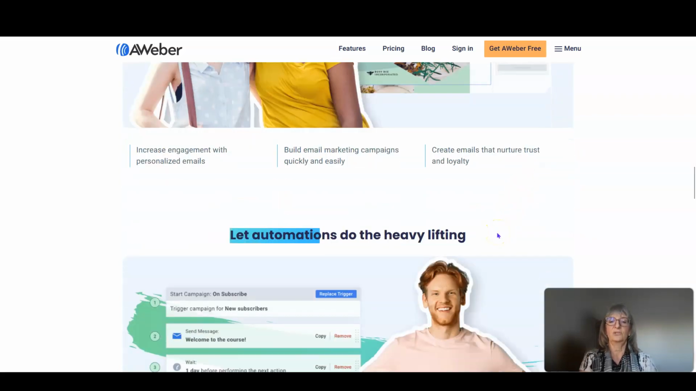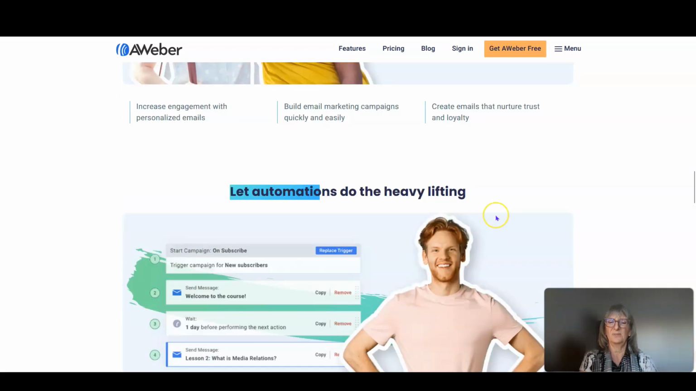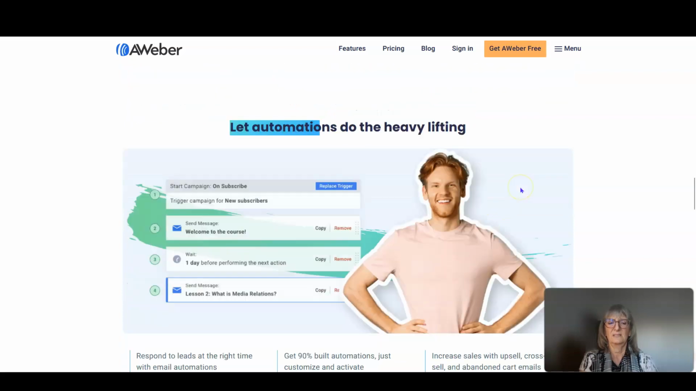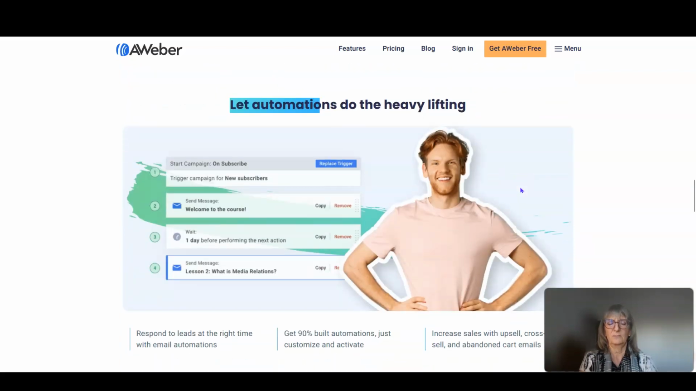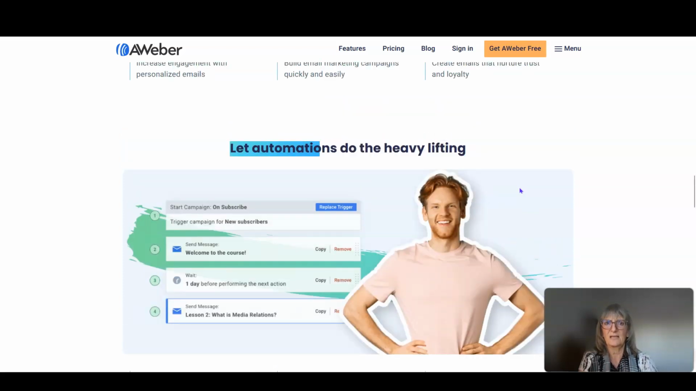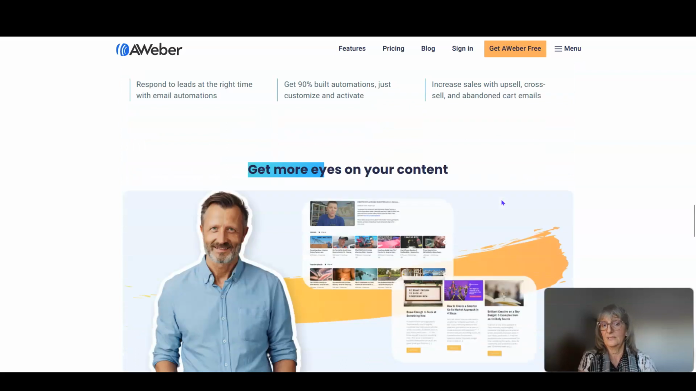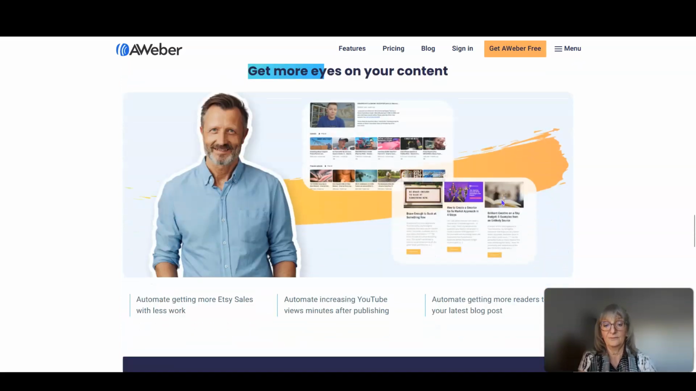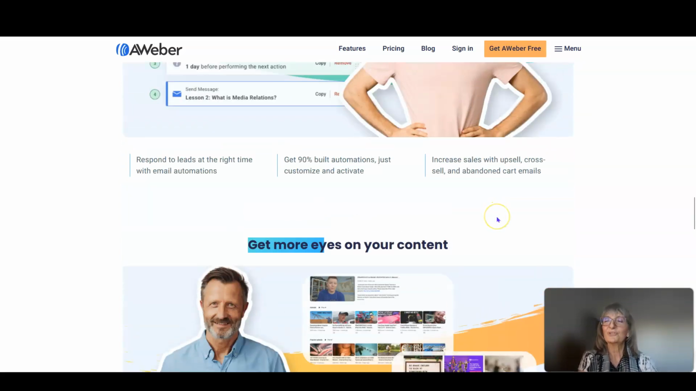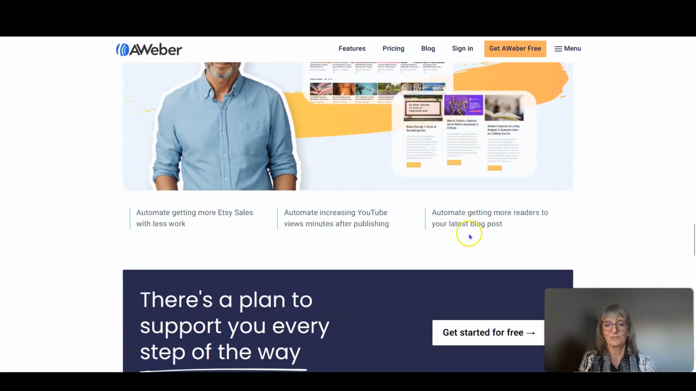Let automations do the heavy lifting. I'm not sure what that means, unfortunately. Yeah, I think they're kind of missing, not talking in my speak. I don't know what automations mean or what the heavy lifting they're talking about. Do you know what I mean? That could be clearer. Get more eyes on your content. Yay, that would be nice, right? Instead of, there's others who talk about edit and share it. This is get more eyes on your content. That's what I'm wanting. That's what that means.